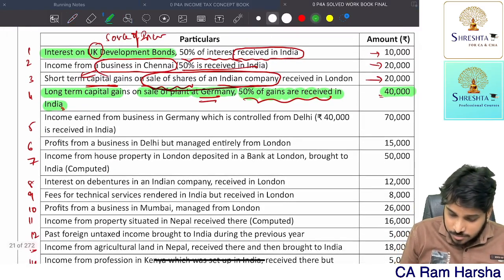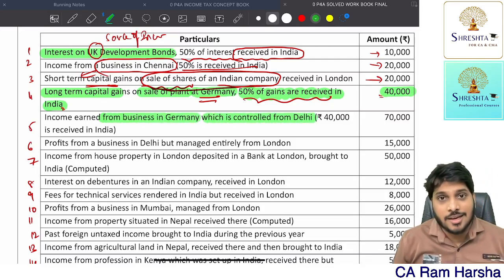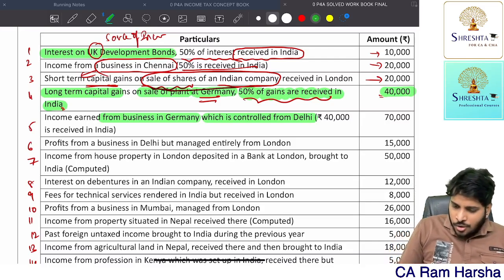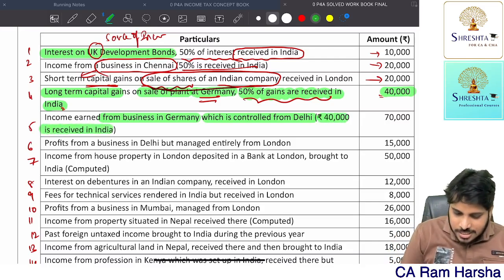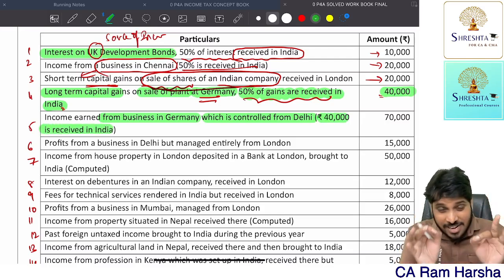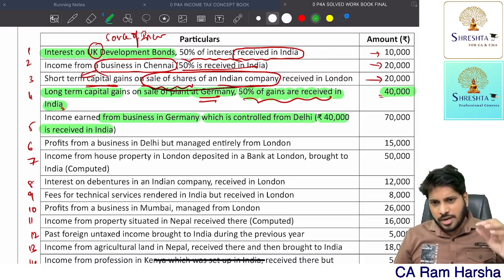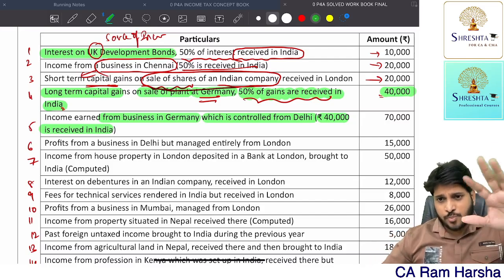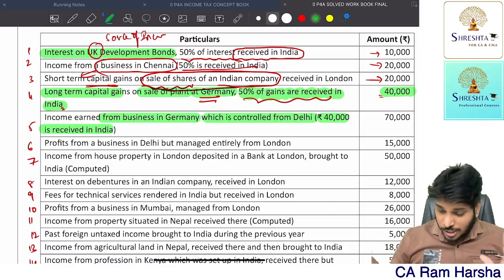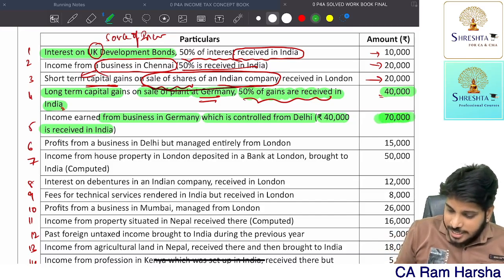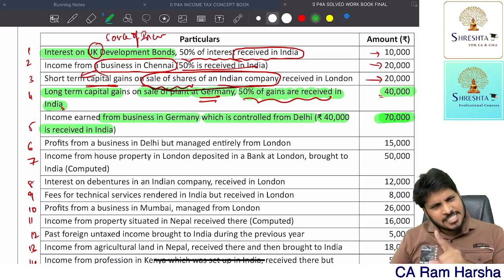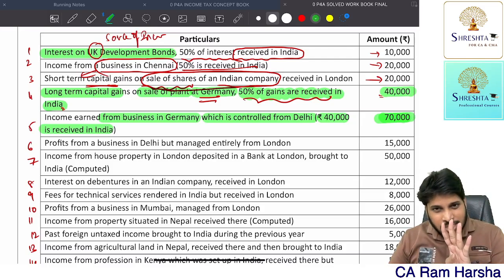Next, another: income earned from a business in Germany, which is controlled from Delhi. Only 40,000 rupees is received in India. Many students get confused at this point. What is the total actual income from Germany? 70,000. Where is the source? Germany. Where is it received? Only 40,000 is received in India.